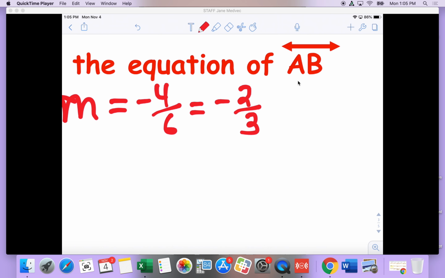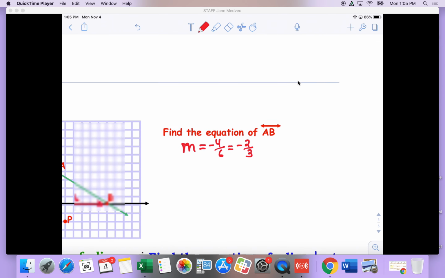Yes, I want you to put -4 and 6, and then I want you to reduce it. Why? Because if you reduce it wrong, it's okay. At least I know that you understand what slope is. So I found my slope.